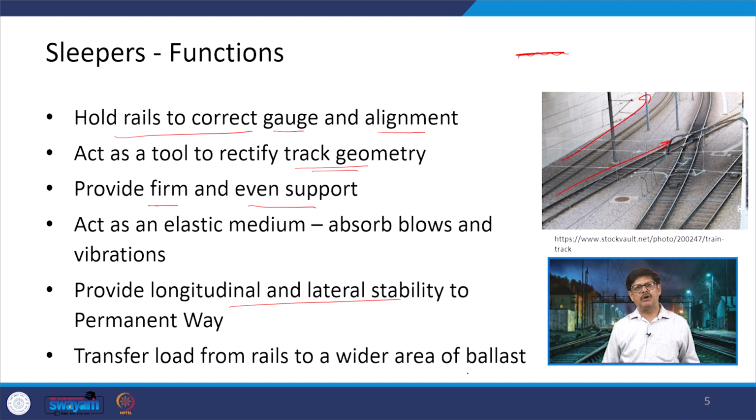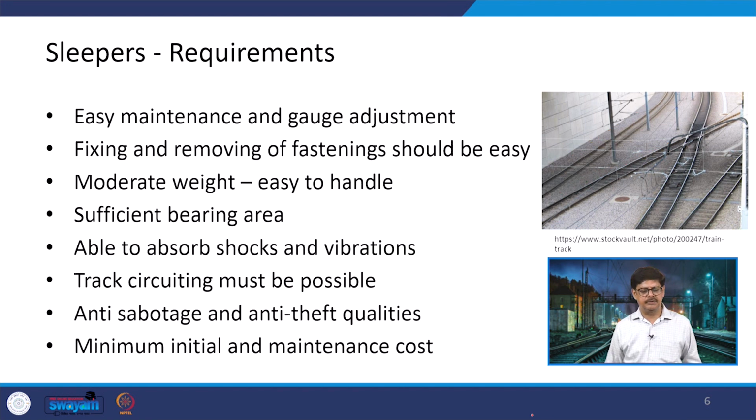So, in combination with the ballasted system, obviously this is going to provide that sort of stability, and it should transfer the load from rails to the wider area of the ballast, which is provided as a cushion below the sleepers. So, these are the functions, and on the basis of these functions we can very easily derive the requirements. If we have understood all of these functions, that is not a problem.